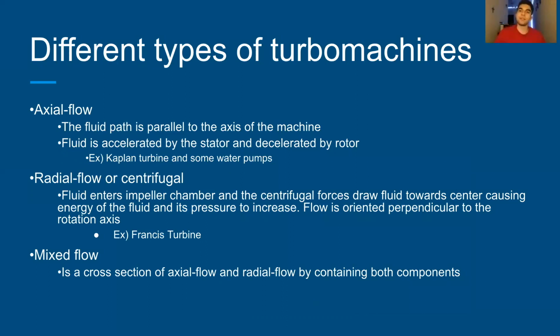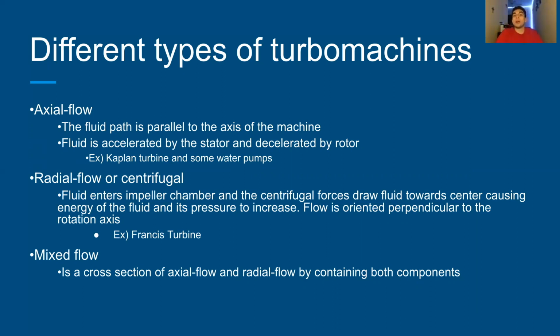There are three different types of turbo machines. One of them being axial flow, the second one being radial flow, and then the third one being mixed flow. The difference between the three has to do with the fluid path in which it goes through in the axis of the machine. In an axial flow, the fluid path is parallel. So what that means is that if this was the axis of rotation, the fluid would go this way, parallel. Fluid is accelerated by the stator and decelerated by the rotor. An example of an axial flow would be a Kaplan turbine and some water pumps.